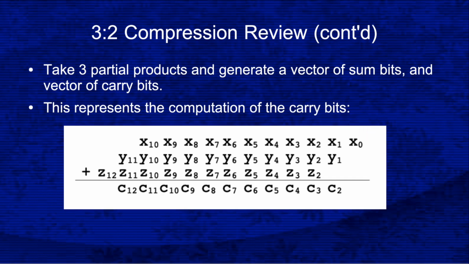This output represents the carry portion of the output of 3-2 compression. Bits C2 through C12 were generated by the same half adders and full adders which we used to compute bits S1 through S11. There is no need to compute carry bits C1 and C13 because there won't be any carry out generated by bits X0 or Z12 respectively.